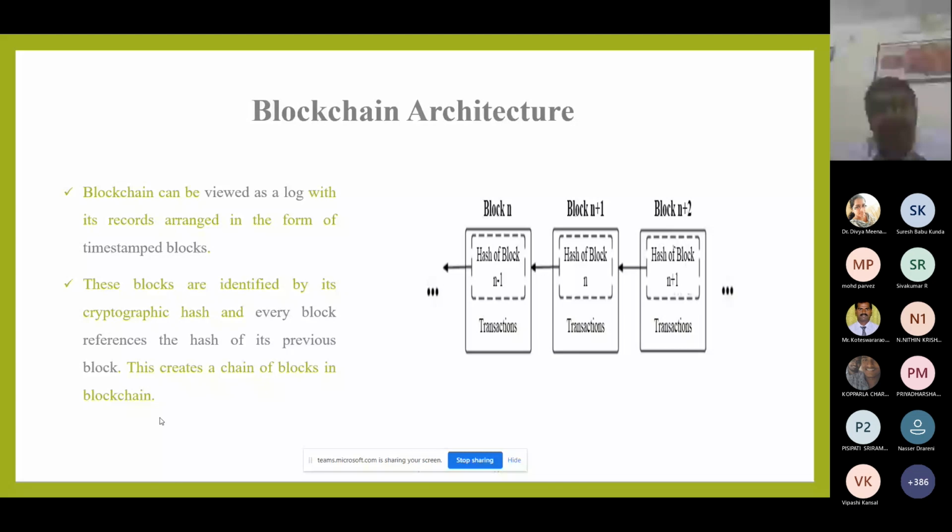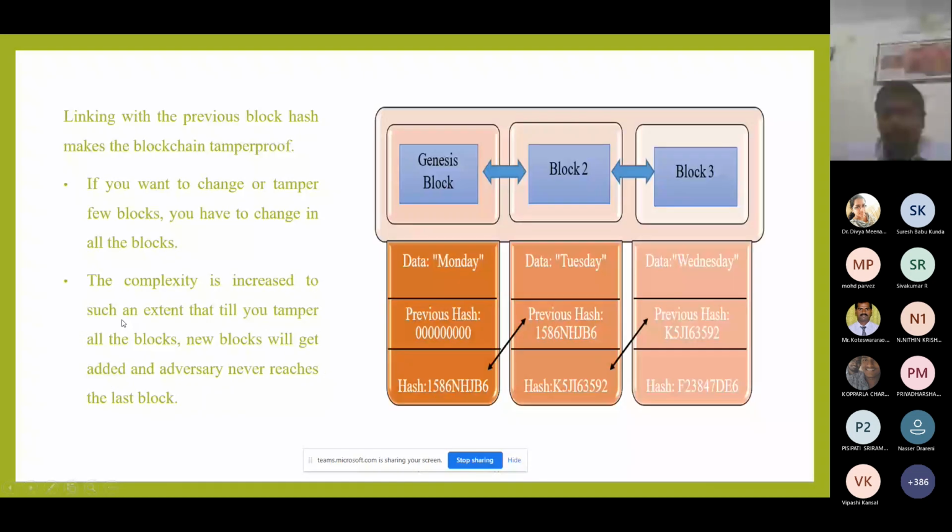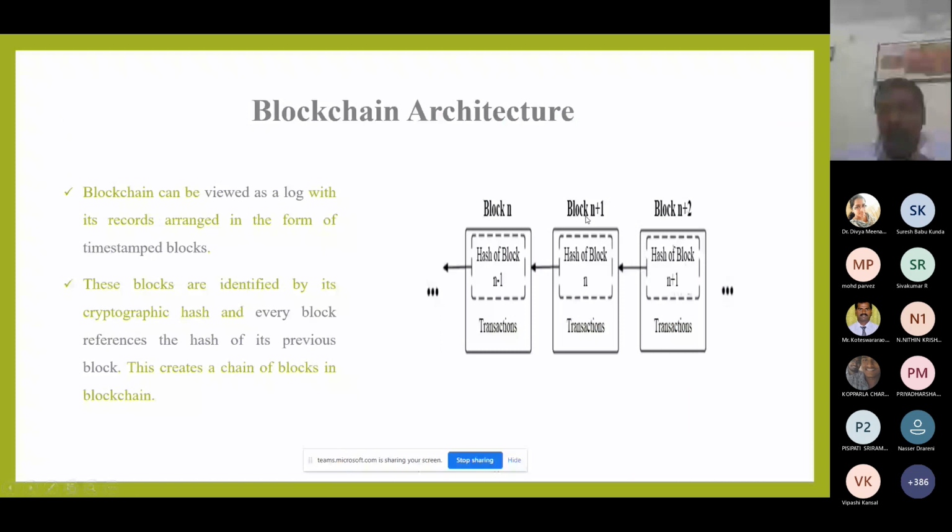Talking of the blockchain architecture, this is how it looks. We have several blocks, and very importantly, how are they linked? Block N will be linked with block N plus 1. Block N plus 1 will be linked with block N plus 2. How? They are linked with the hash of the previous block. For example, block N is dependent on the hash of block N minus 1. The N plus 1th block is dependent on the hash of block N, and so on. So a blockchain can be viewed as a log with records arranged in the form of time-stamped blocks.